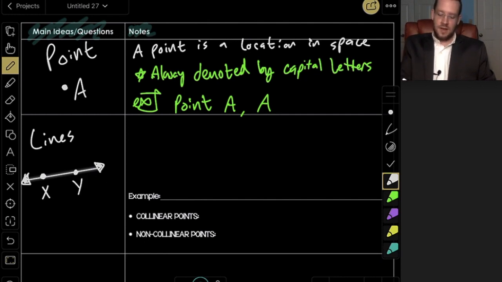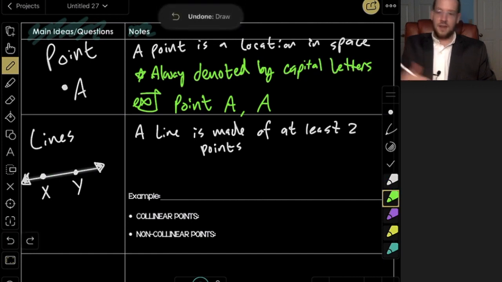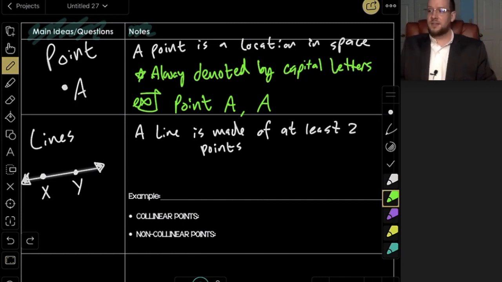Call these X and Y, and we will say that a line is made up of at least 2 points, right? Because you could theoretically have a point in here and here, and in fact, a line is made up of points, right? It has to be at least 2, but if it's at least 2, can it be 3? Can it be 4? Could it be 500 million? Yeah, could be.